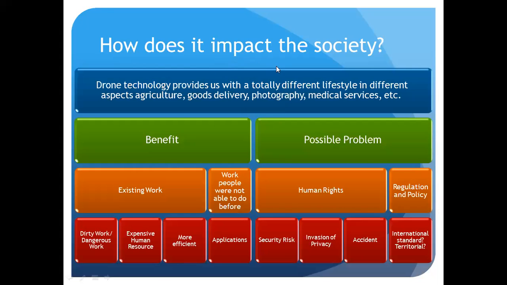Okay, so how does it impact the society? How can this technology impact society? So drone technology provides us with a totally different lifestyle in a different aspect. See here, now this is very important. So what are the different aspects? The agricultural aspect, goods delivery, photography, medical services, etc. In that area we can work.